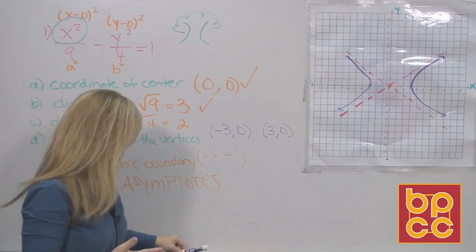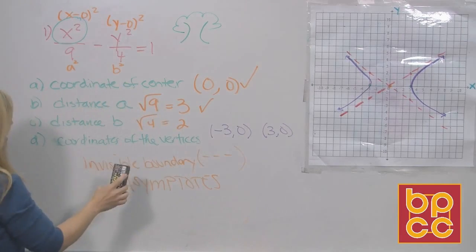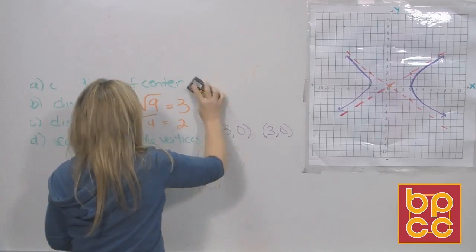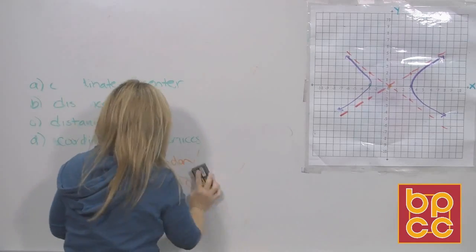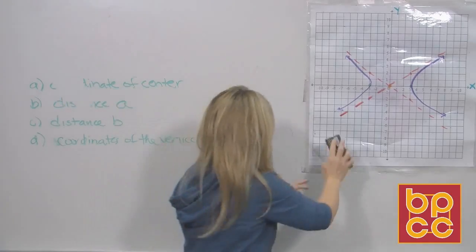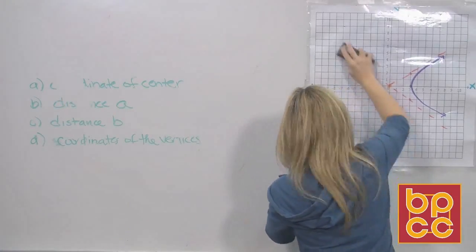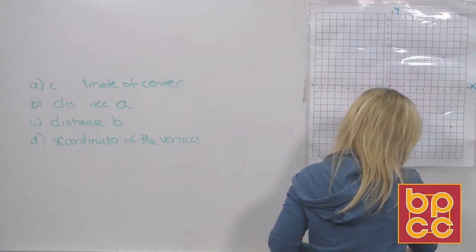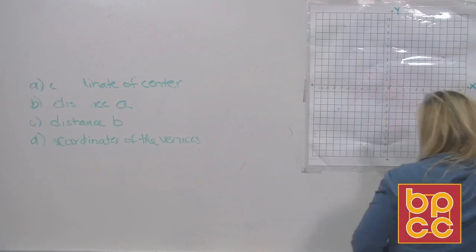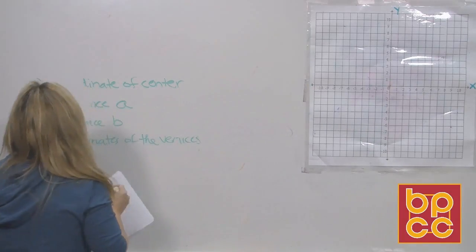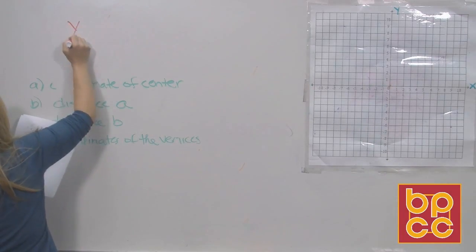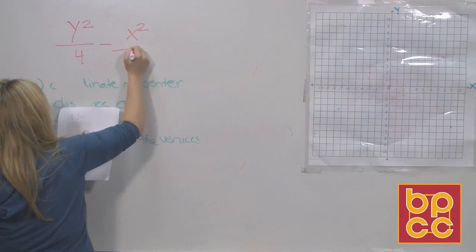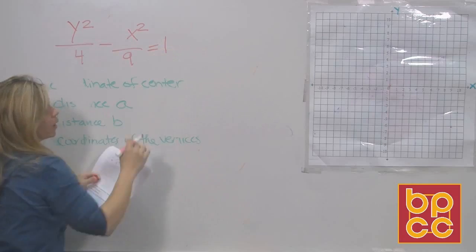All right, let's try another one. I know it's a little bit crazy, but let's try another one. Let me erase your equation and all your information here. Let's erase our pretty picture. All right, and let's get another one. All right, so look at my next equation. My next equation is y squared over 4 minus x squared over 9 equals 1.